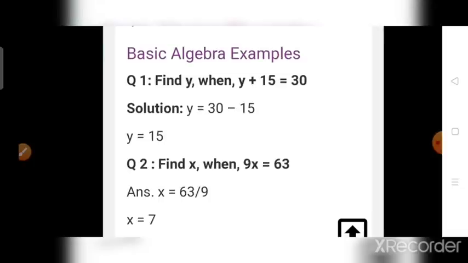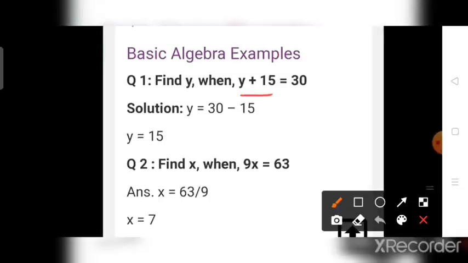Basic algebra examples. This one is an expression. Equal to means equation. y plus 15 equals 30. Find the y value. y equals 30, and this number 15 moves to this side. Plus 15 moving to this side becomes minus 15. The two signs are different, so subtract: 30 minus 15. The answer is 15. Take the bigger number's sign, plus. The y value equals 15.